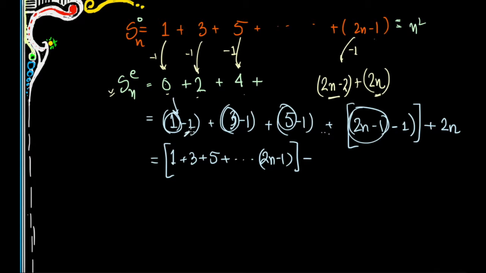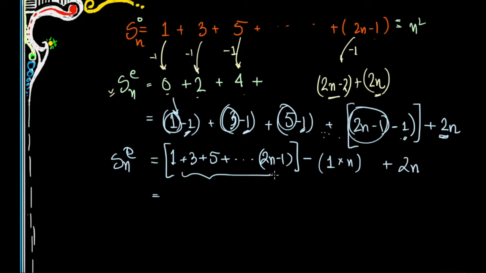And we're subtracting 1 from here, 1 from there, 1 from there, all the way till 1 from there. So we are subtracting actually 1 how many times? That's the question. We're subtracting 1 n times because we're subtracting 1 as many times as there are numbers in the first sequence, and there are n of them. So we can just write n into 1. And the remaining last term is just 2n. So this turns out to be S sub n, superscript e, or the sum of first n even numbers.